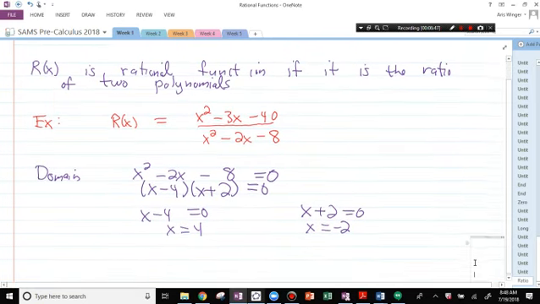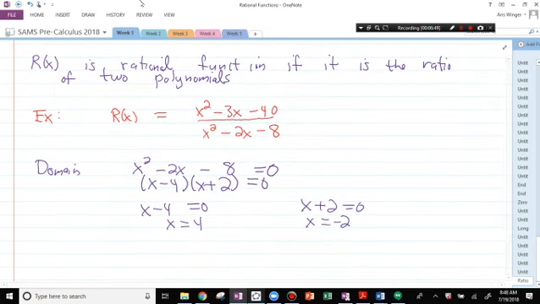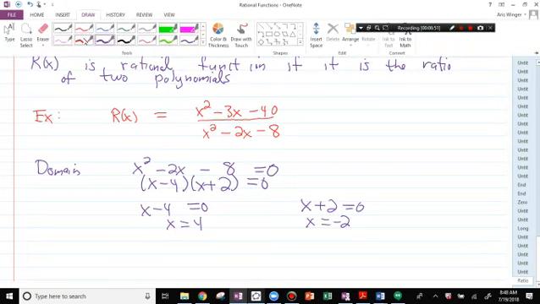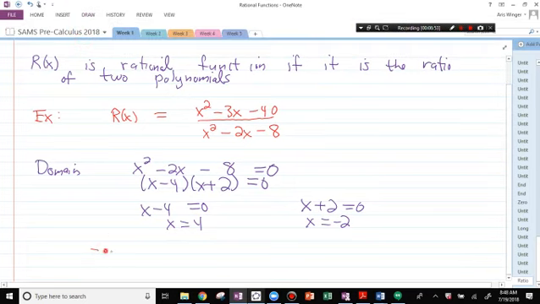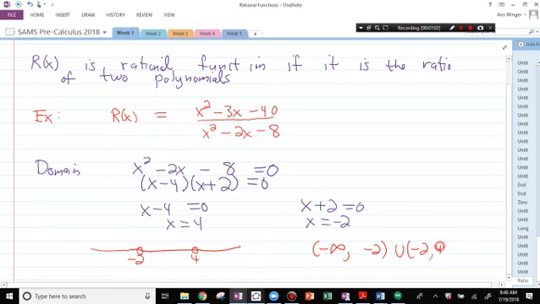The most basic part of a graph is knowing where the graph exists. And so wherever this graph exists, it should be skipping over -2 and skipping over 4. The domain is -infinity to -2, union with -2 to 4, union with 4 to infinity. And the graph verifies that. The graph correlates it.